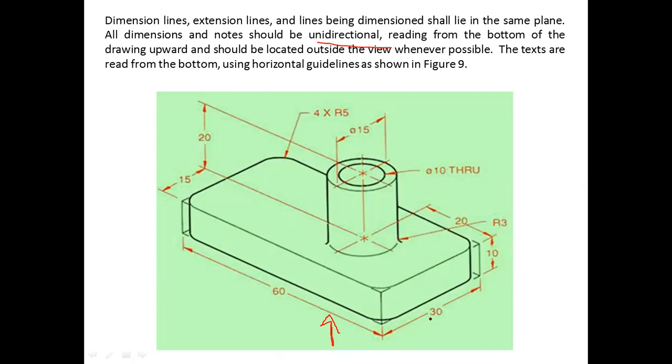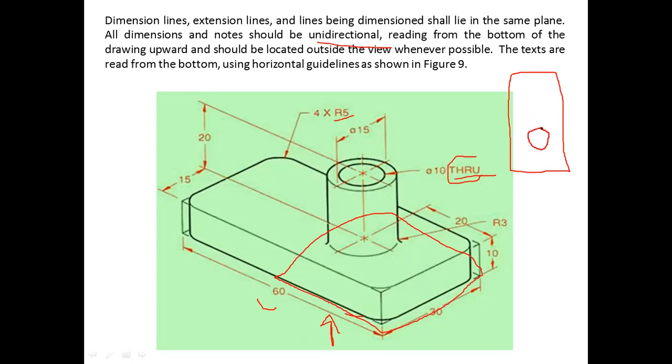That's why it is brought outside the actual object, but it is unidirectional. That is the main thing. And the text, if there is any text, something like these, or say 3 through. What does it say? It says that this hole is throughout this object till this plane. If I show you the top view, it will be something like this, and this hole will be a through hole. There won't be any material. That is what this is saying.